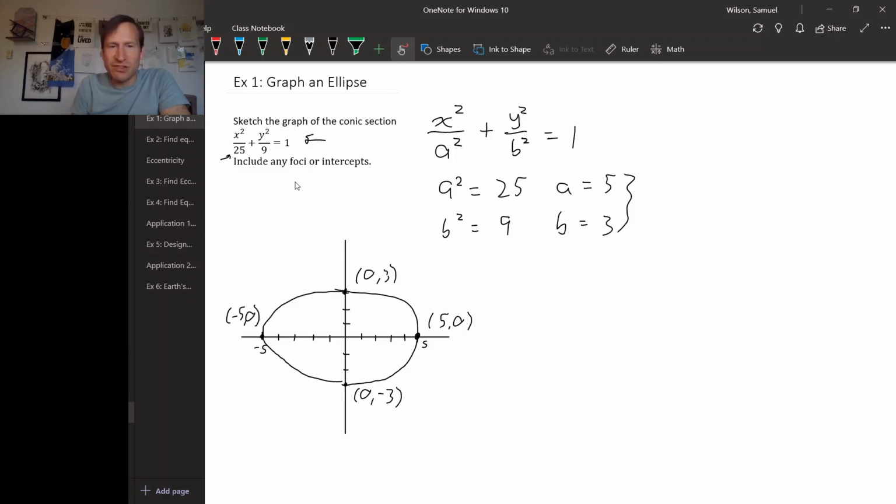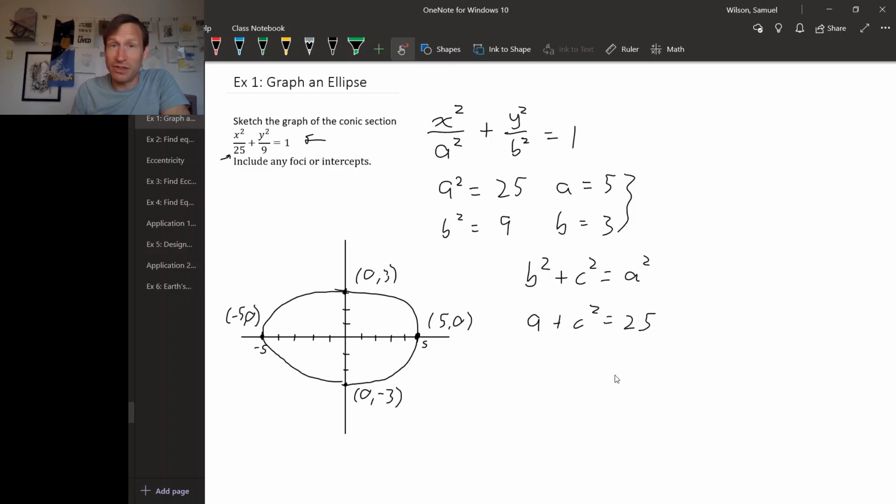But to locate the foci, we need to know the focal radius. That's the distance from the center to each focus. And that's called c. And remember, the way we have our notation set up, b squared plus c squared equals a squared. And b squared we know is 9. C we don't know yet. And a squared we know is 25.